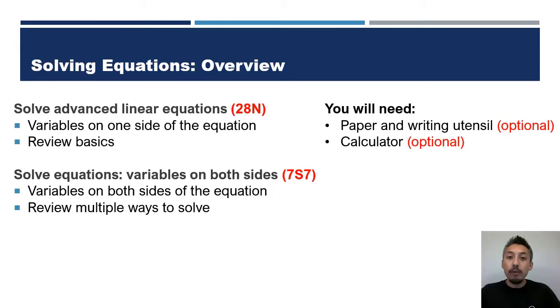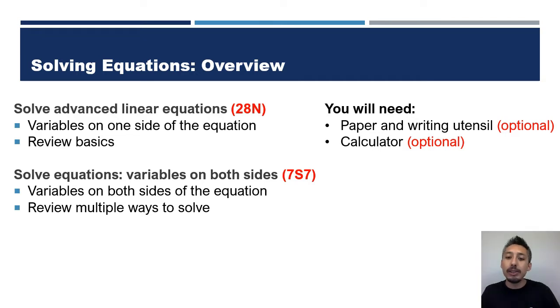Here's an overview of what we're going to be doing in this video. Part 1 is going to be focusing on the first IXL code, and it's going to be focusing on when you have variables on only one side of your equation. So we're going to review the basics and do some examples. In part 2, we're going to focus on the type of problems that you'll see on the second IXL code, and that's going to focus on when you see variables on both sides of the equation. And we're going to apply the same things that we learned in the first part and show you different ways that you can solve some of these problems in part 2.